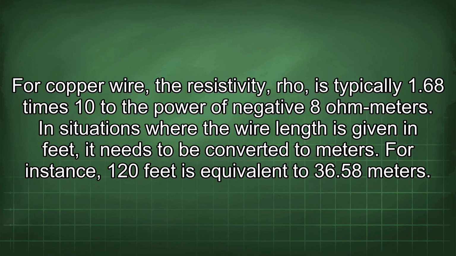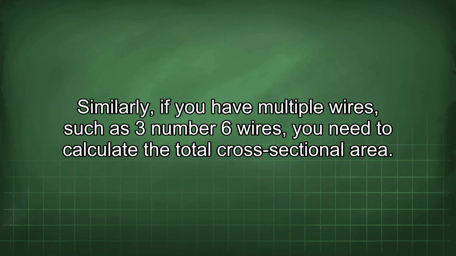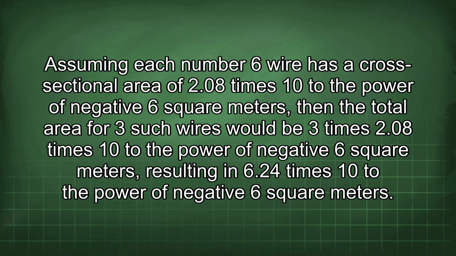In situations where the wire length is given in feet, it needs to be converted to meters. For instance, 120 feet is equivalent to 36.58 meters. Similarly, if you have multiple wires, such as 3 number 6 wires, you need to calculate the total cross-sectional area. Assuming each number 6 wire has a cross-sectional area of 2.8 times 10 to the power of negative 6 square meters, then the total area for 3 such wires would be 3 times 2.8 times 10 to the power of negative 6 square meters, resulting in 6.24 times 10 to the power of negative 6 square meters.